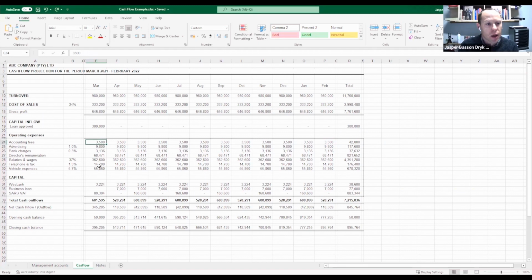Again, I just add a few expenses in here just to give you an example of everything. You need to pay your accountant 3.5 months. Advertising is about 1%, again 1% of that turnover, so I can guesstimate that. So the moment you will see everything is linked here. Bank charges 0.3%, salaries and wages 37%, which generally seems to be the average, about 30% to 40% of turnover of most companies. Telephone 1.5%, vehicle expense 5.7%.